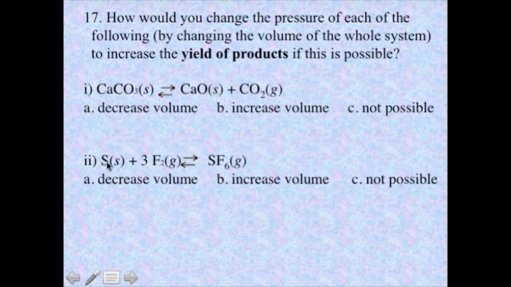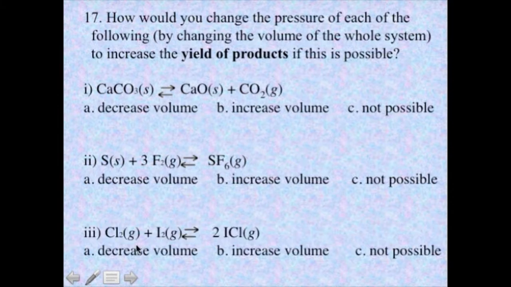How about this one? Solid sulfur plus 3 fluorine gas yields 1 mole of sulfur hexafluoride gas. And you want to produce more sulfur hexafluoride. So here you have more gaseous moles on the reagent side, and therefore if you increase the pressure by decreasing the volume, you would push the system toward the side with fewer gaseous moles, which would be the product side.